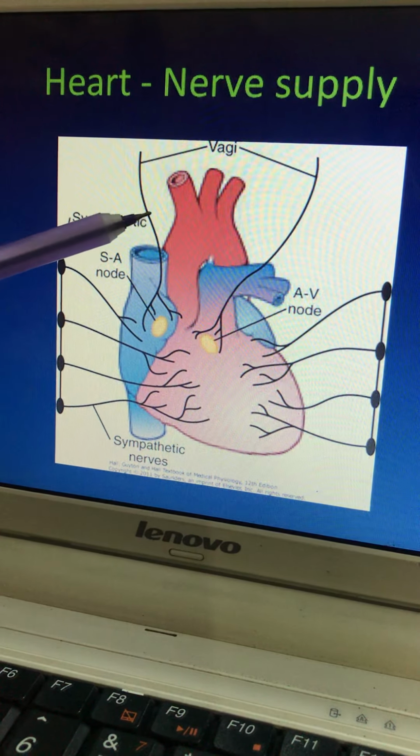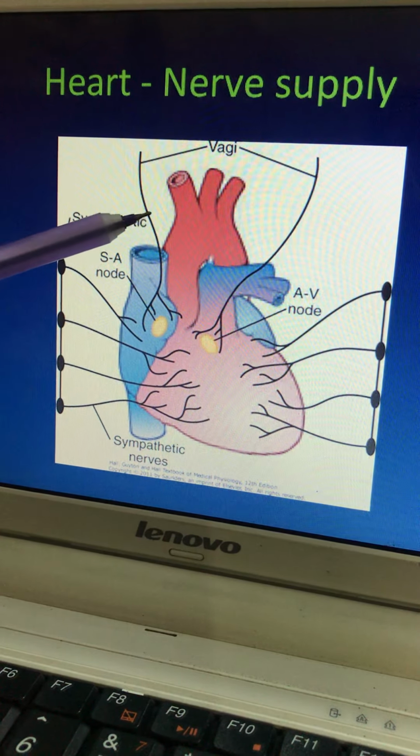Body temperature: an increase of body temperature of 1 degree Fahrenheit increases heart rate about 10 beats per minute. And if there is an increase of body temperature of 1 degree Celsius, heart rate increases about 18 beats per minute.